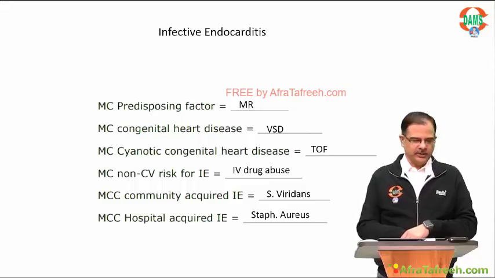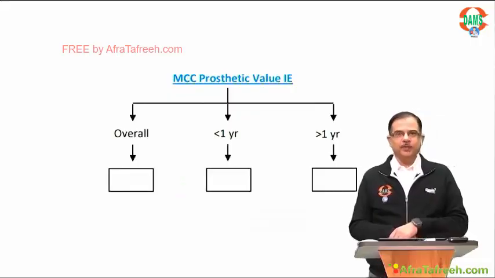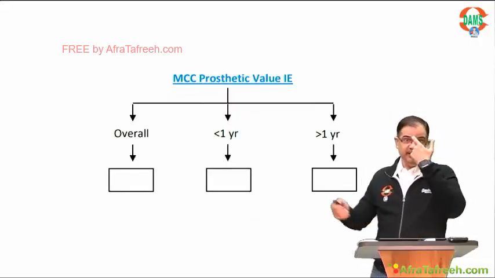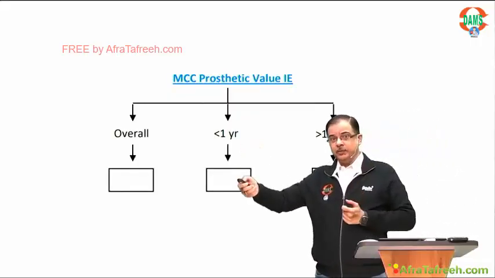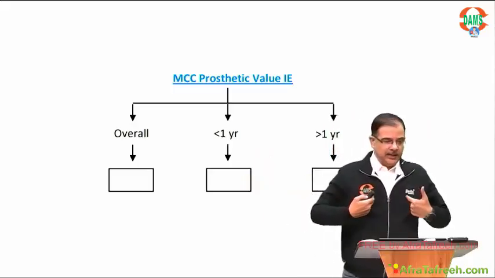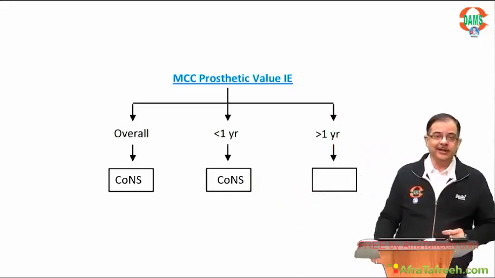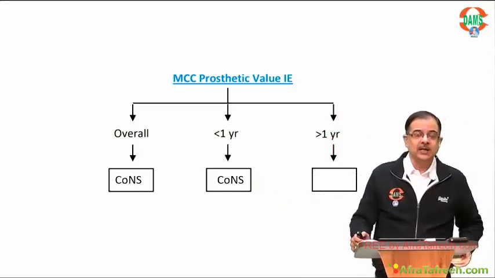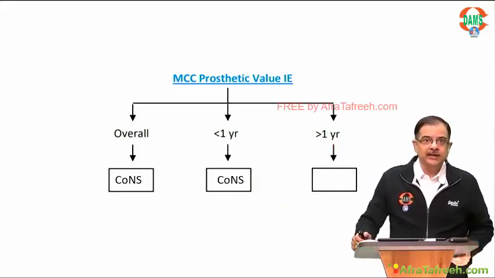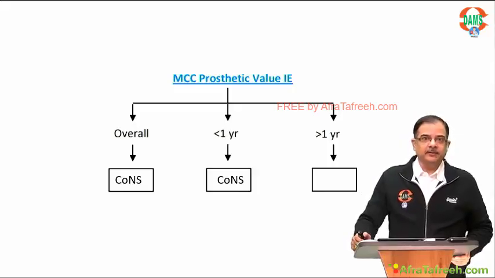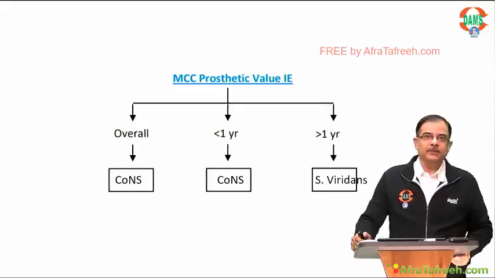Now for prosthetic valve, the maximum risk of prosthetic valve endocarditis occurs within 1 year, and that will be from skin. So the answer for both conditions is CONS, coagulase negative staph. After 1 year, it is from the community, Streptococcus viridans.